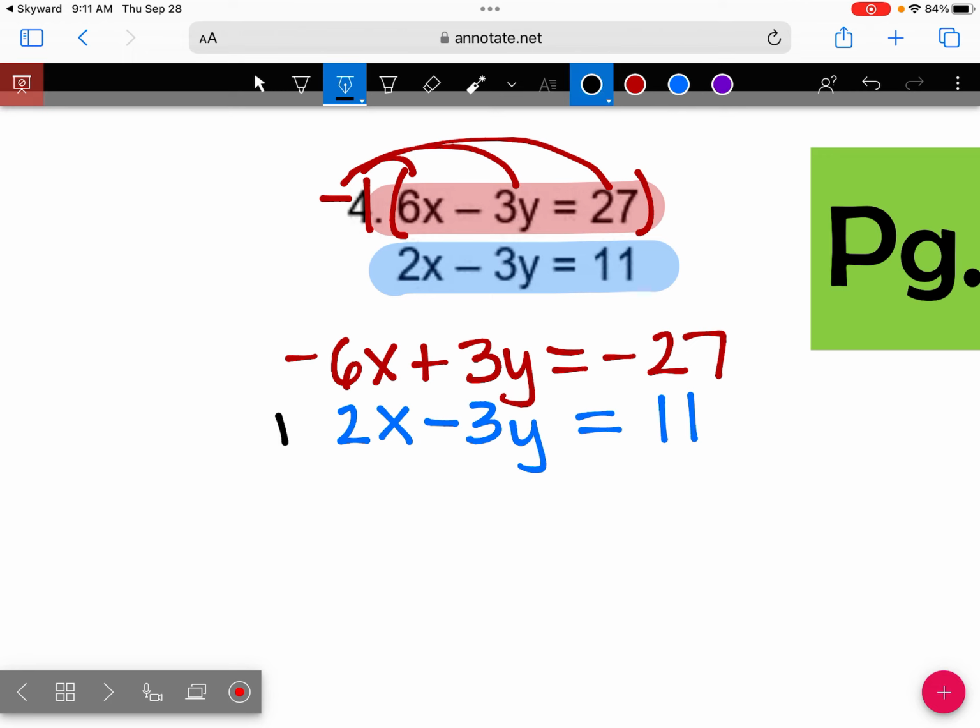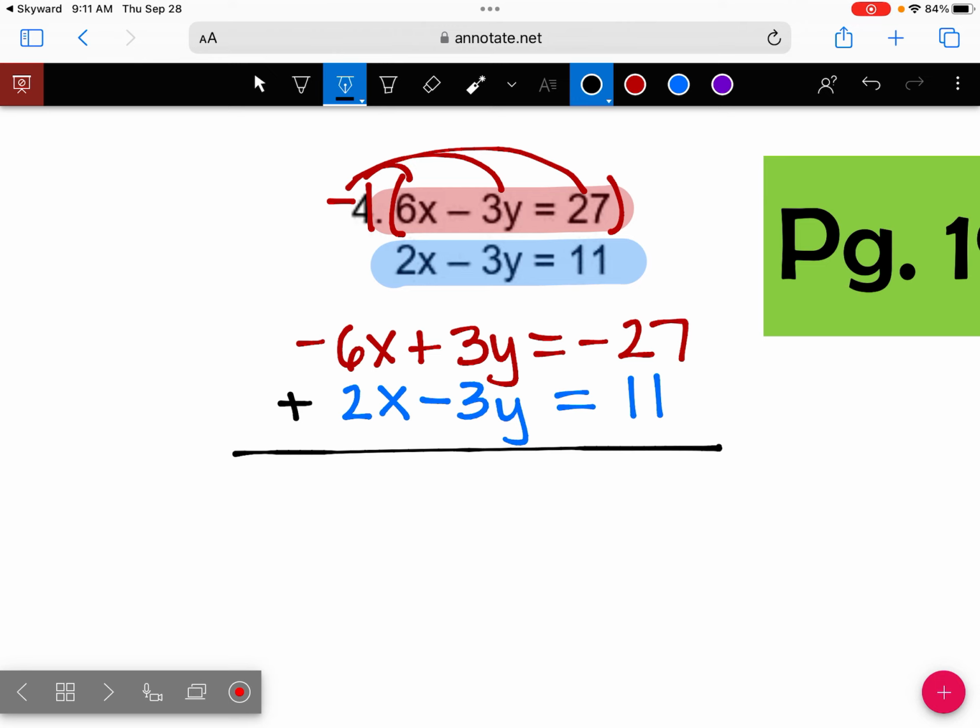So now we're ready to add these together because they're opposite. See, these two are opposite, so they're going to cancel or eliminate. So go ahead and solve that for x.